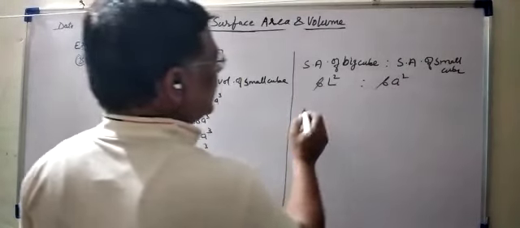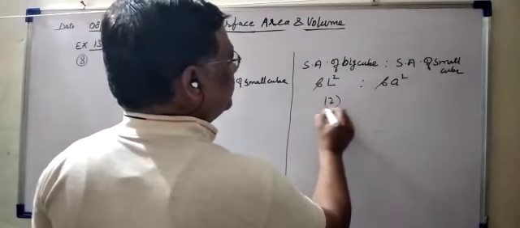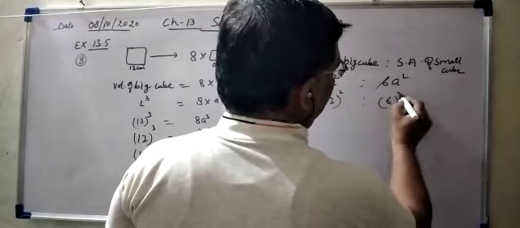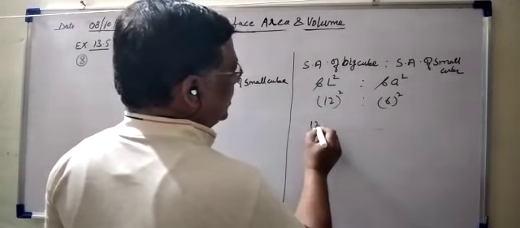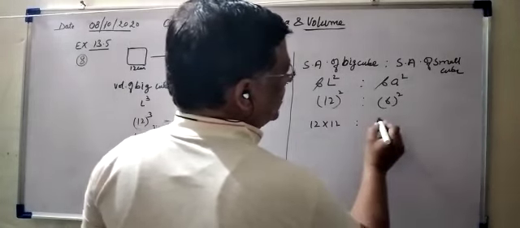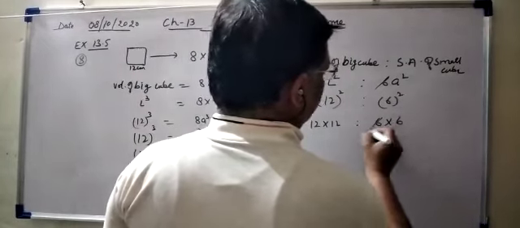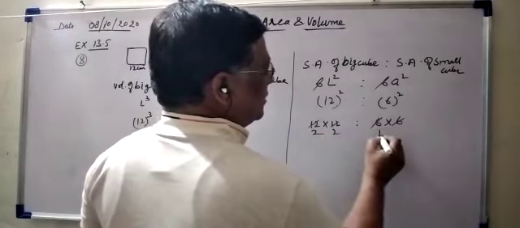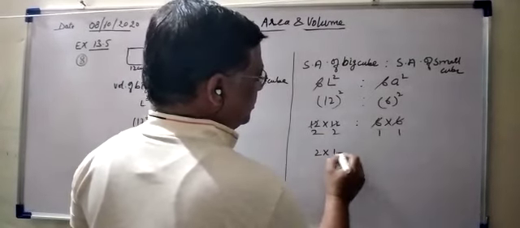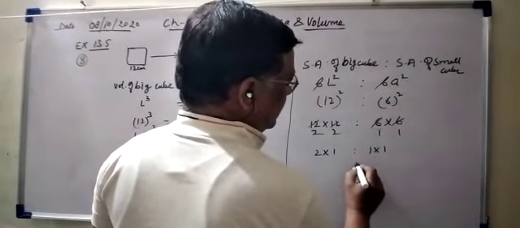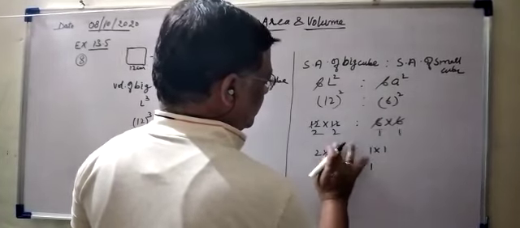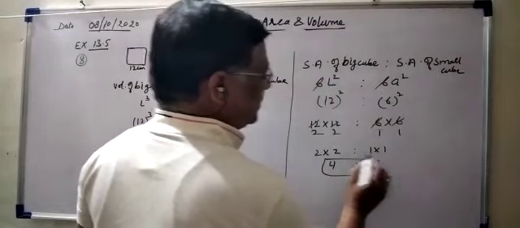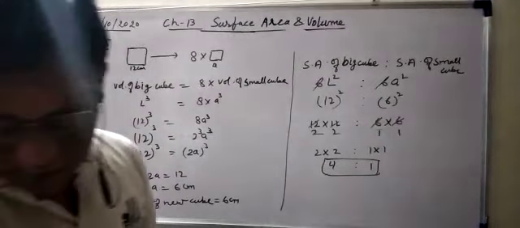This 6 and 6 will cut. L is 12, square and 6 square. You expand it, 12 into 12, ratio 6 into 6. 6 to 12 cut 2 times, this 6 to 12 cut 2 times. So 2 into 2, ratio 1 into 1, that is 2 into 2, 4. So the ratio of their surface area is 4:1.